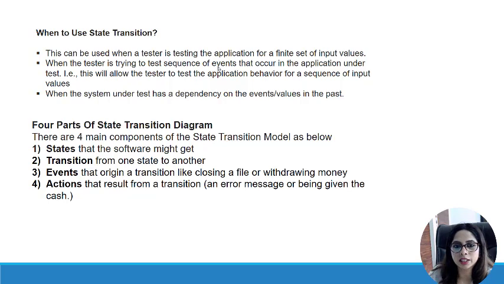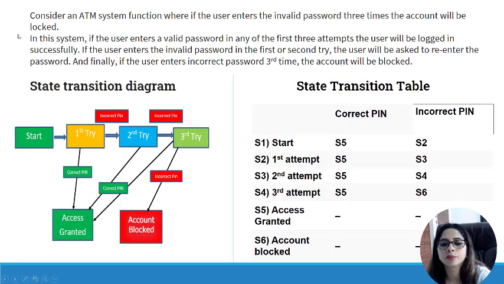States are the static conditions that the software might get into. Transition is movement from one state to another. Let's say we start, we give it a first try, and if the pin is correct, we get access to our bank account. If the pin is incorrect in the first try, we will be given the second try.